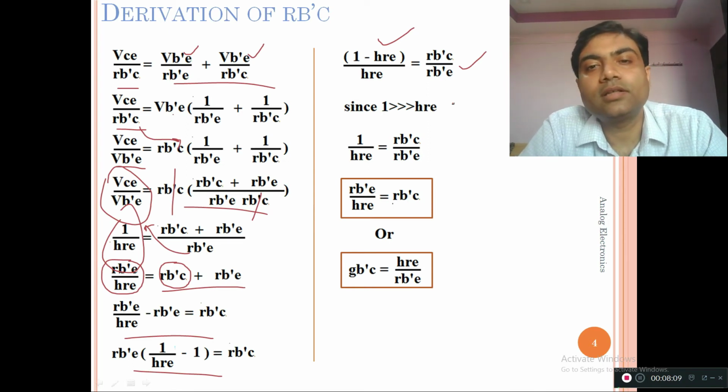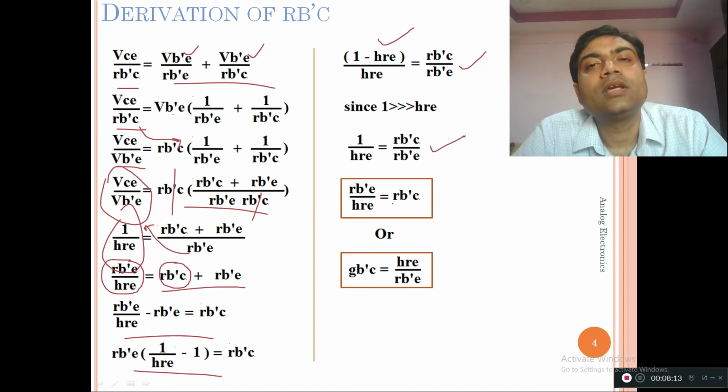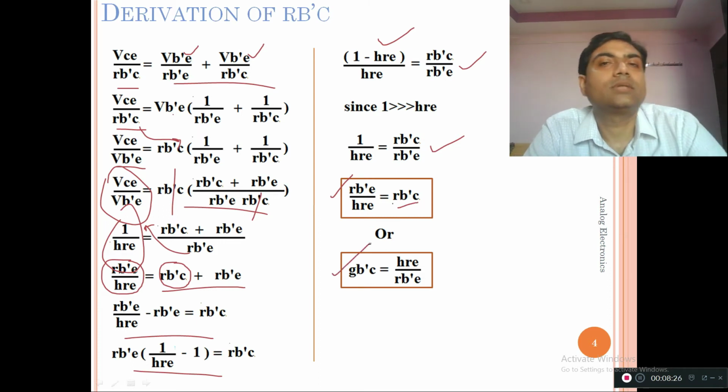1 is far greater than the value of HRE, and then this comes out to me as 1 upon HRE equals RB'C upon RB'E. So RB'C can be written as RB'E upon HRE, and if you are interested to write this term as the conductance, then you can write GB'C equals HRE upon RB'E.